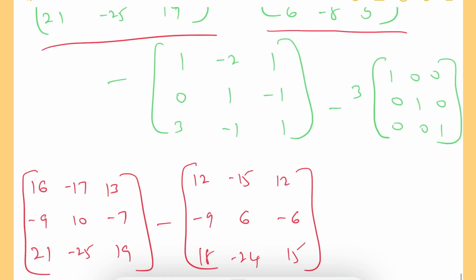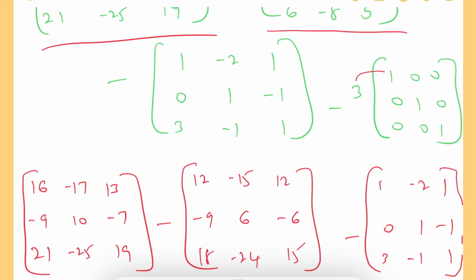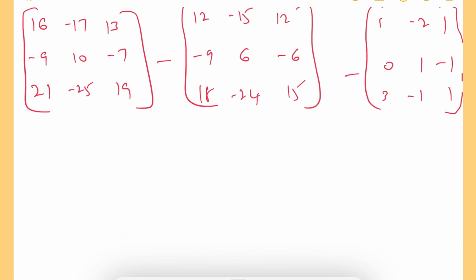Minus this third matrix as it is: 1, minus 2, 1; 0, 1, minus 1; 3, minus 1, 1. Next, this one also same, multiplying with every element, but here remaining all are 0, so 0 into anything is 0 only. So just if you multiply the diagonals it's enough. We will get 3, 3, 3 in the diagonals, remaining all zeros. So that is minus 3 0 0, 0 3 0, 0 0 3.